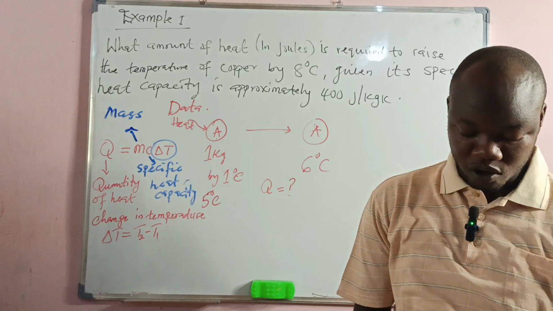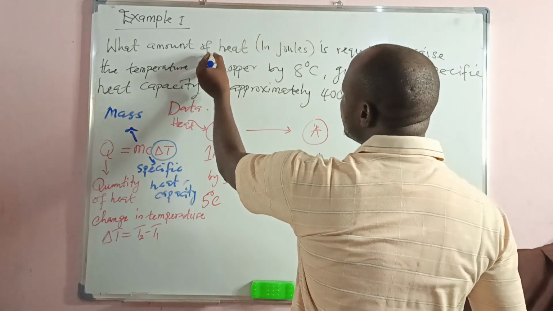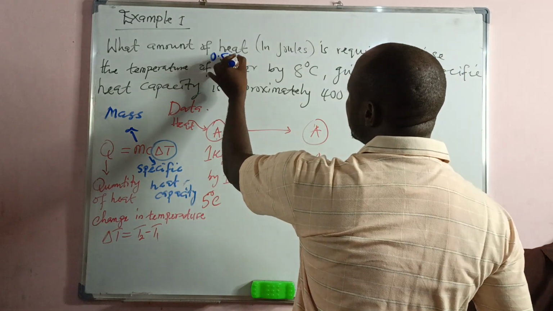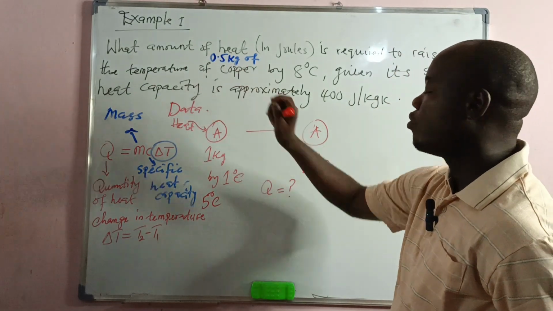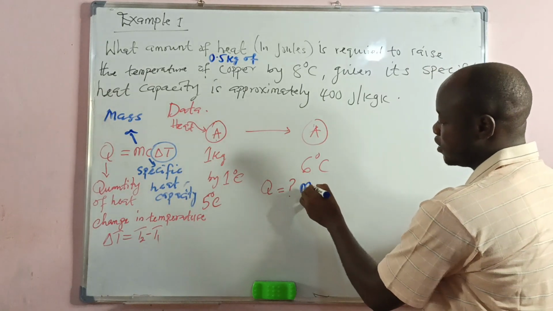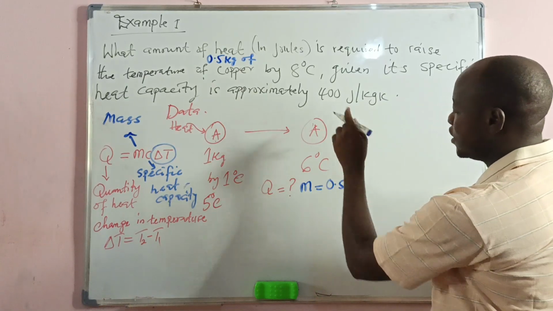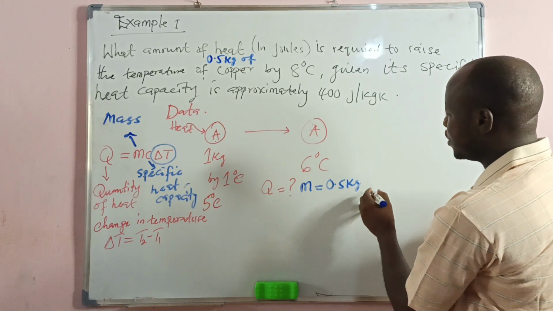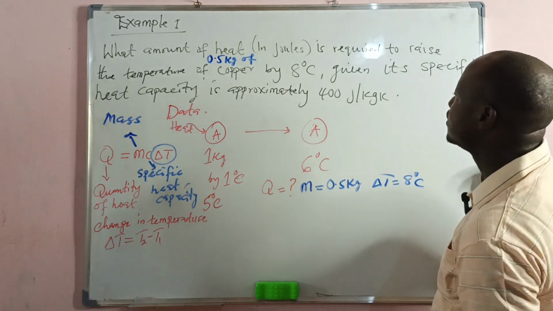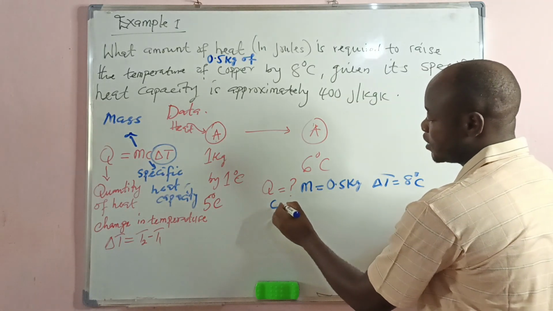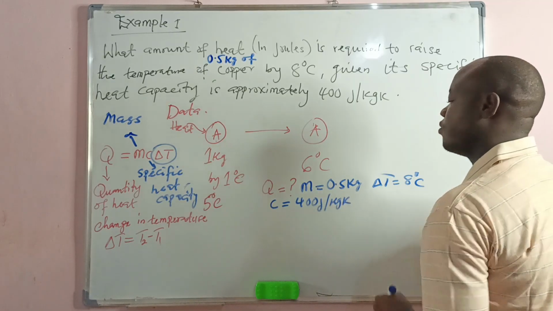Okay, to raise the temperature of 0.5 kilogram of copper. So therefore the mass here is 0.5 kg, and the change in temperature here is given as 8 degrees centigrade. And of course the specific heat capacity is given as 400 joule per kilogram per Kelvin.